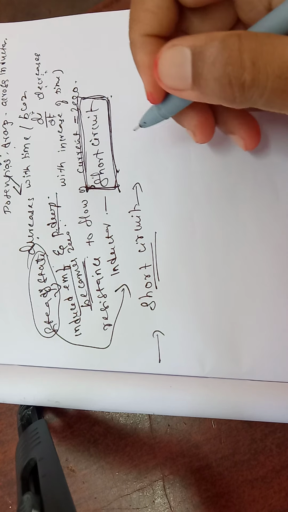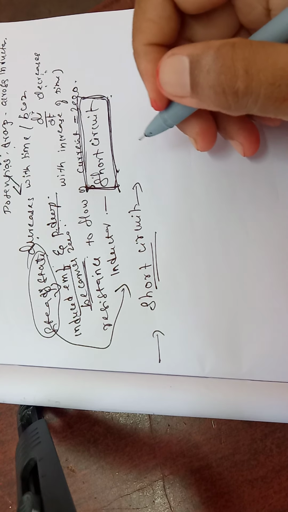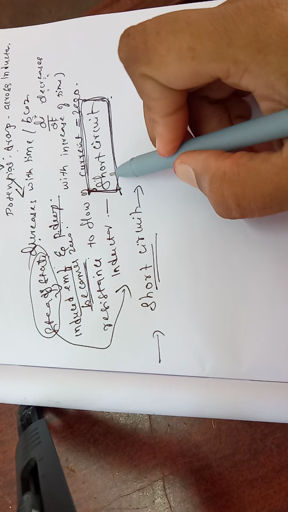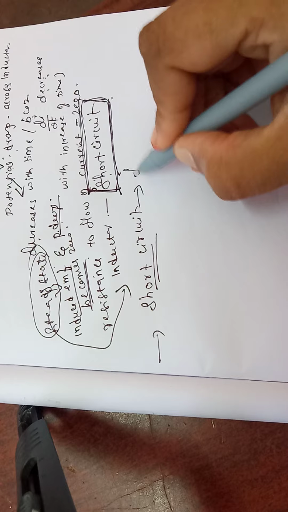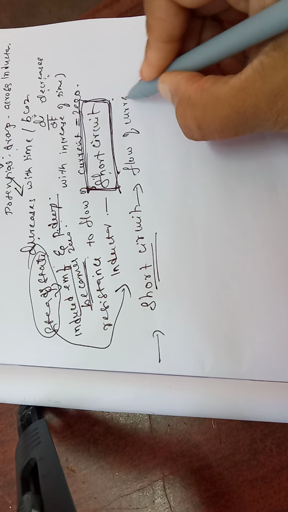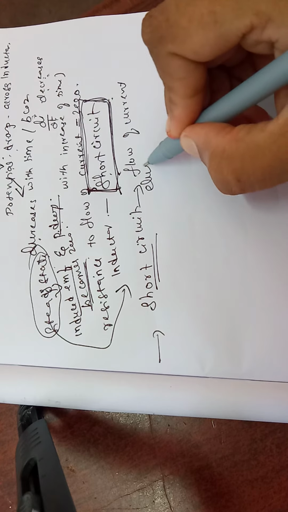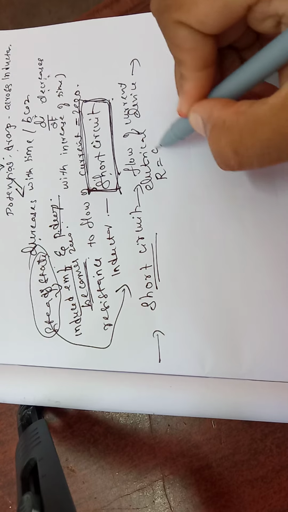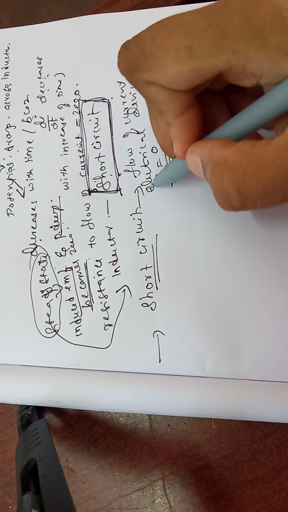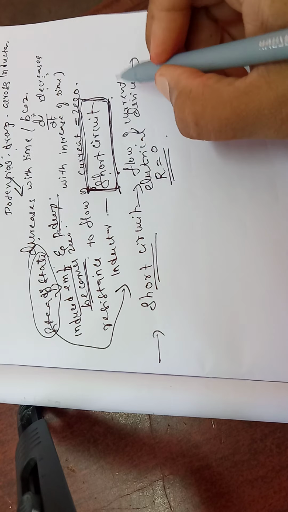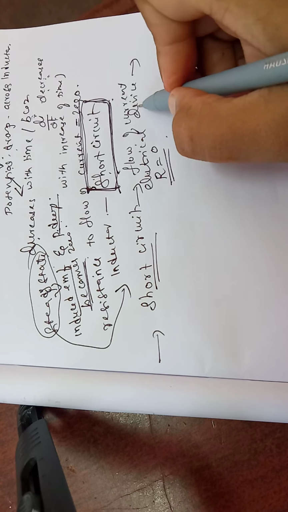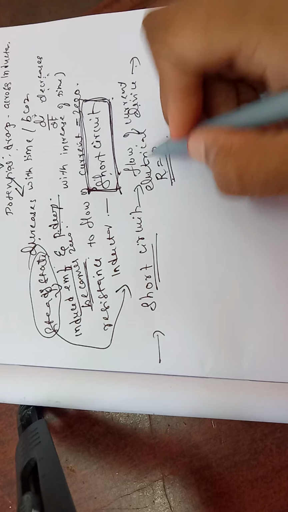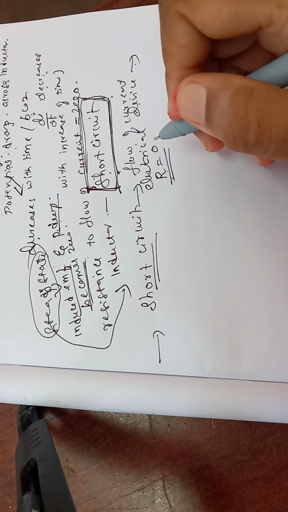First, what is short circuit? Why is this short circuit very dangerous? Let us discuss that. Short circuit means the flow of current through an electrical device when resistance is equal to 0. That we call a short circuit.